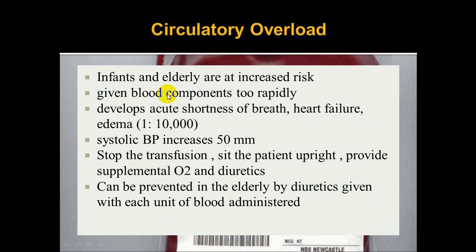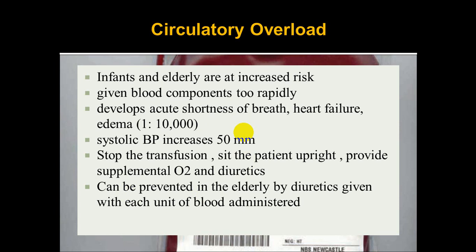Circulatory overload. Infants and elderly are at increased risk of volume overload, from giving the blood component too rapidly. This is wrong. They develop acute shortness of breath, heart failure, edema, in 1 in 10,000 recipients of blood. Systolic blood pressure usually increases by more than 50 millimeters of mercury. Stop the transfusion, sit the patient in an upright position and provide O2 and diuretics. This is a preventable complication, circulatory overload.